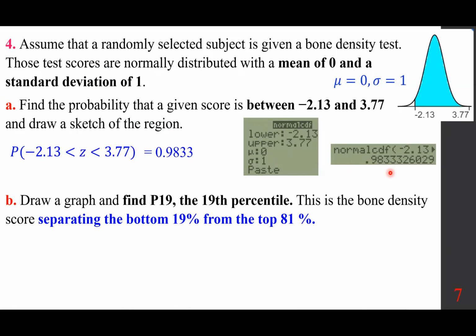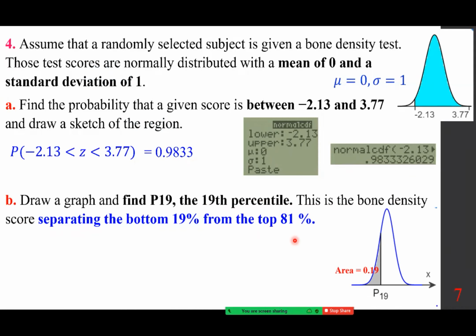Draw a graph and find P19, the 19th percentile. This is the bone density score separating the bottom 19% from the top 81%. So you draw that, and this area is 0.19. The area to the right is 0.81.